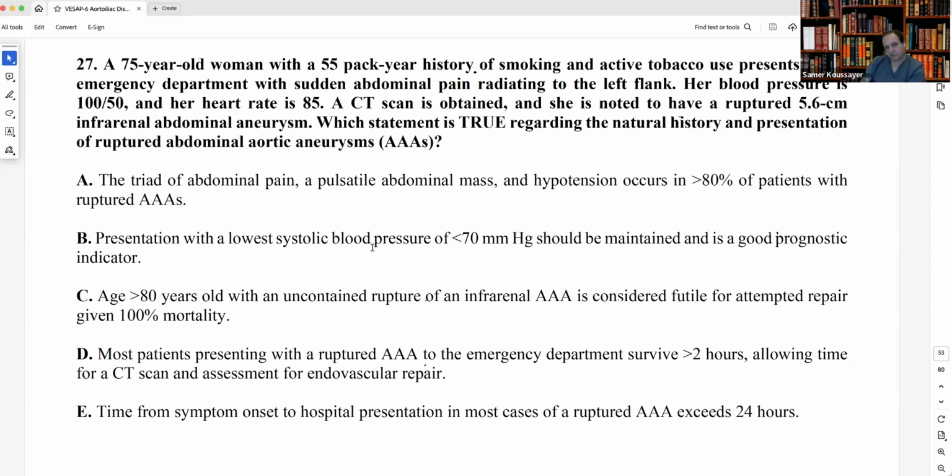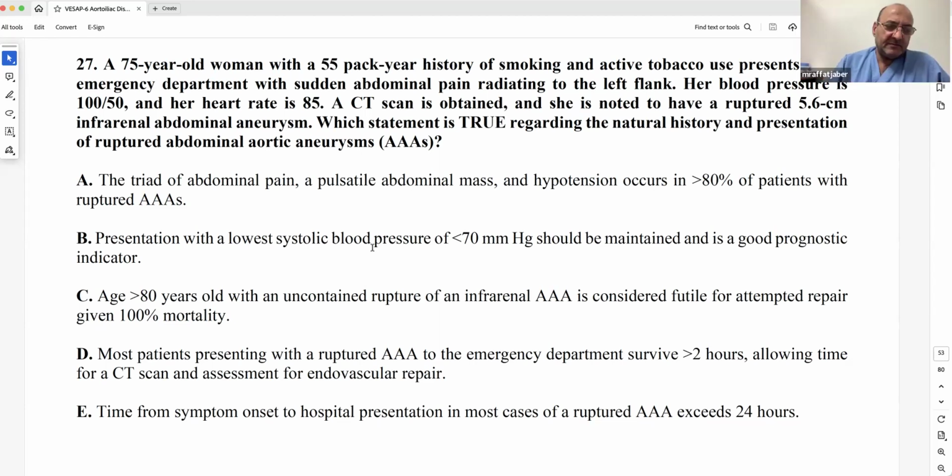What about patients more than 80 years old with uncontained rupture of a thoracic aneurysm? Do you still do them, or do you say no? Well, it depends. I've done them. It depends on the patient.